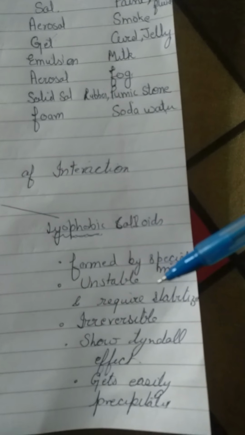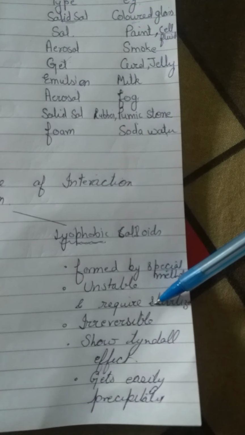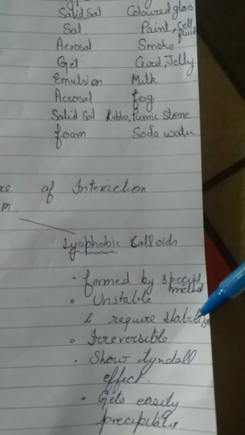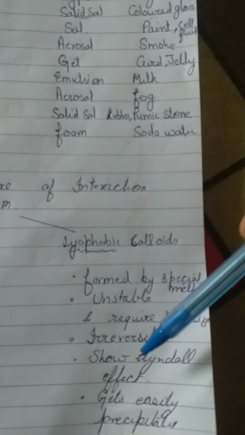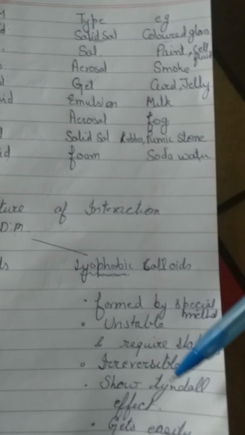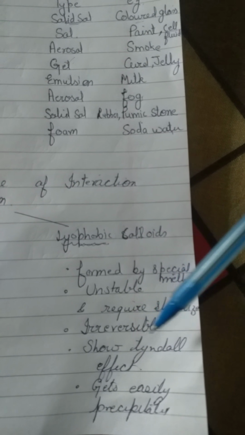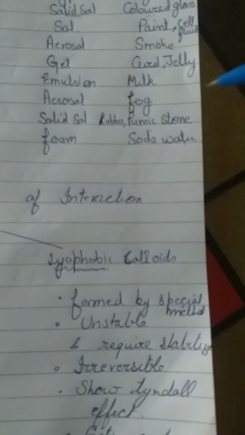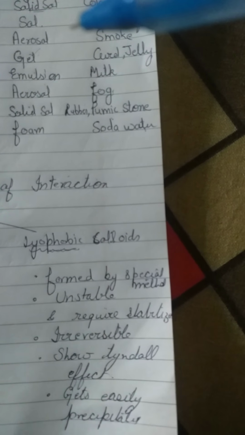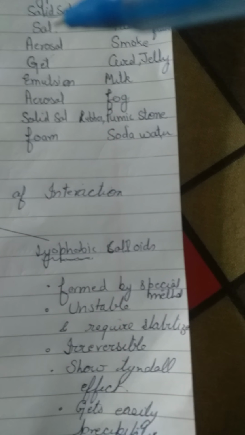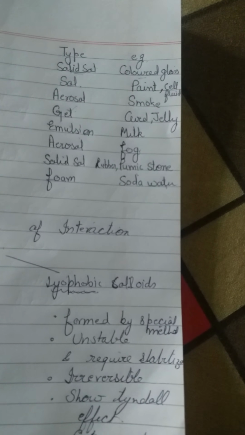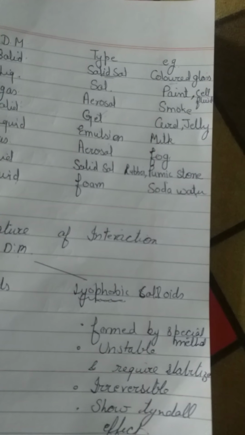Here these are irreversible in nature. If you want to form them, you need a stabilizer. You have to add a stabilizer because here the particles aggregate to form larger molecules. So they are able to show the Tyndall effect. They can show the Tyndall effect. As well, these particles get easily precipitated on adding a small amount of electrolyte. You can coagulate the particles very easily if you add a small amount of electrolyte to them, right?